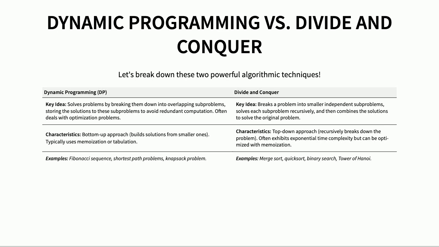On the other hand, divide and conquer is more like breaking down a giant puzzle into smaller pieces. You tackle each piece independently and then put them all together at the end. It often uses recursion to handle this splitting. While it can be very powerful, it can sometimes lead to slower performance if not carefully optimized. Both techniques are valuable tools in your algorithmic toolbox.